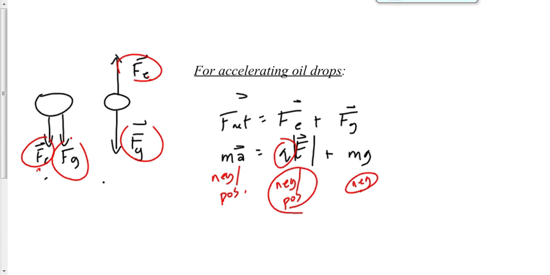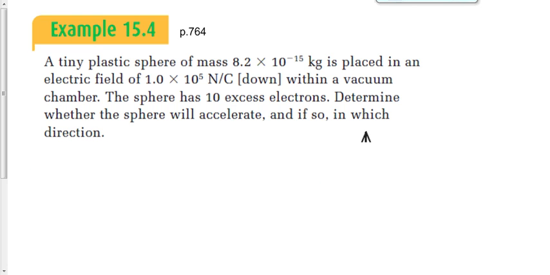Plug in your numbers, solve for whatever you're looking for. Probably going to be Q. Get 500 different values of Q. Elementary charge, charge is quantized. Same conclusion we draw. Let's do one more example. Page 764. This is a tiny plastic sphere.